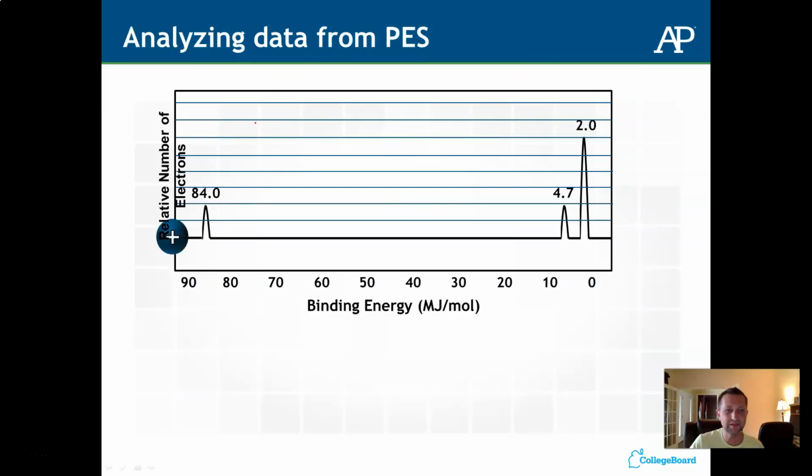Let's analyze some of these. You could look at your nucleus here. You could draw it in if you want to. You could assume it's there.